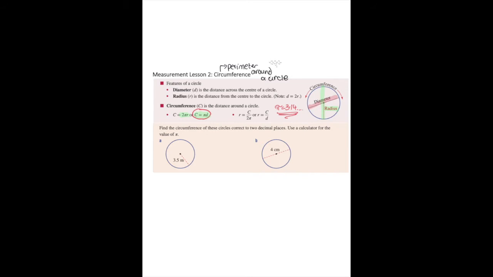So let's try some questions here. Circumference is pi times D. Alright, but we've got a radius here. So how do we find the diameter? Times that by 2.